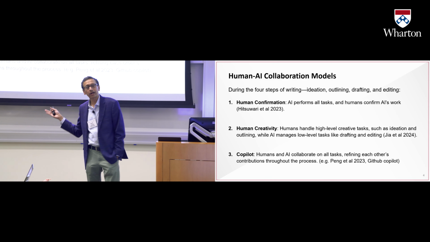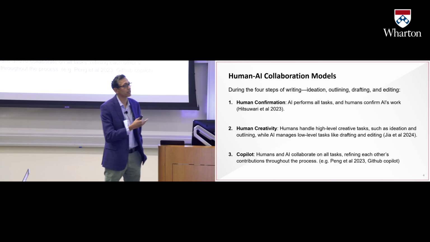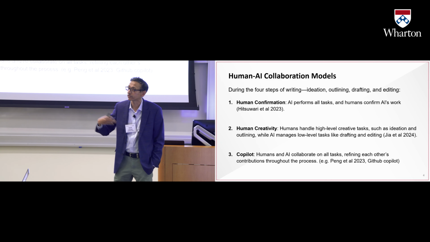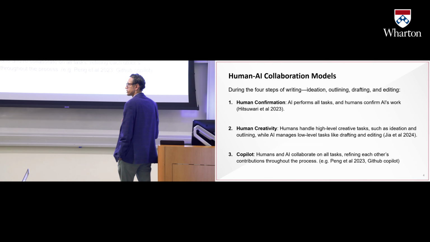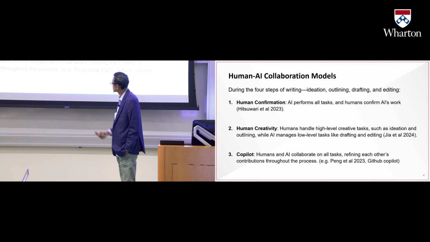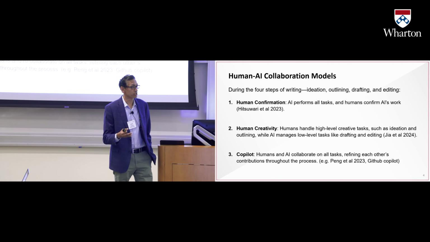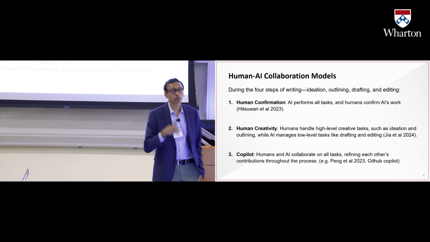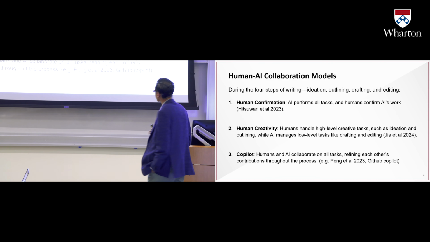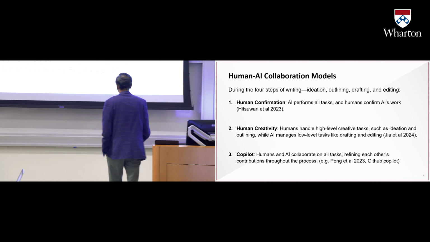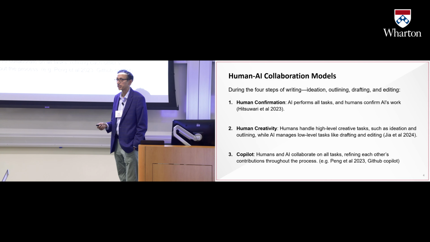And finally, you have the co-pilot format where AI and humans collaborate on all tasks, refining each other's contributions. And again, there's a study by Peng et al. where they look at human-AI collaboration in software development, and they show that the collaboration works and increases productivity, and they use a co-pilot format. And of course, GitHub Copilot works in that fashion.